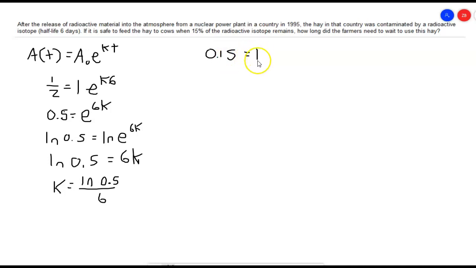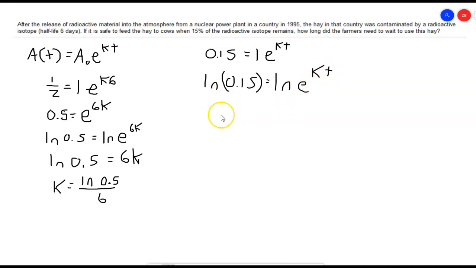So 0.15 is equal to 1 e to the kt. Now I'm going to leave this value as k. We know that k has a value, but it just saves me a little bit of space, and I'll put it in at the end. Alright, so we got that. So once again, I'm going to apply the natural log to both sides. So the natural log of 0.15, put parentheses around that to make it a little neater, is equal to the natural log of e to the kt.